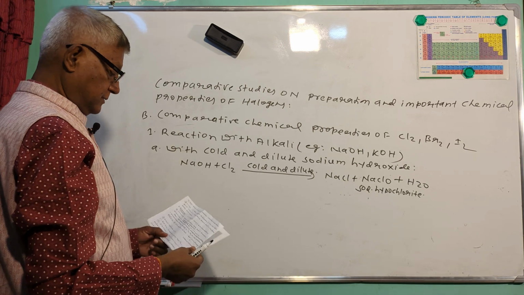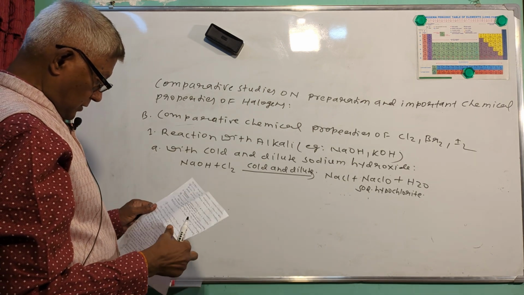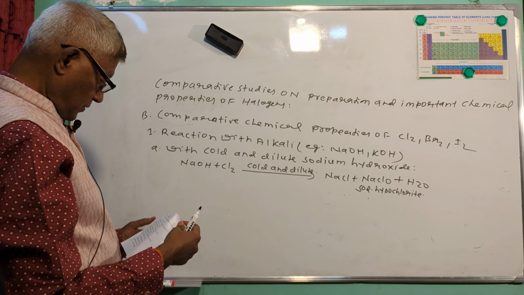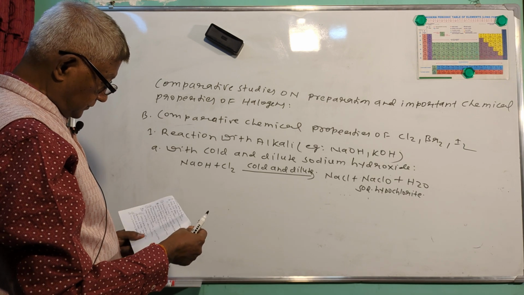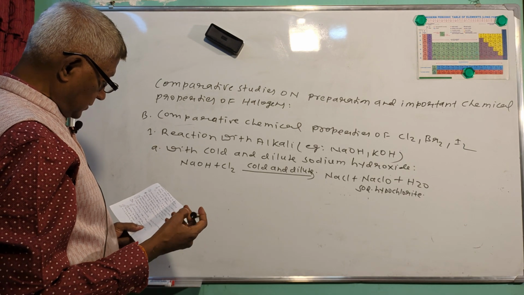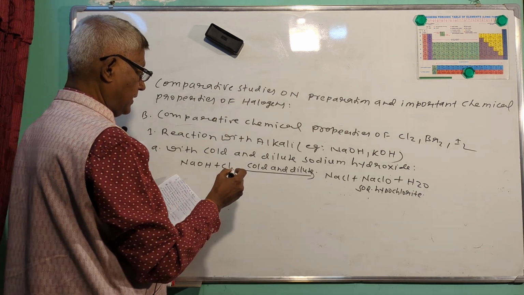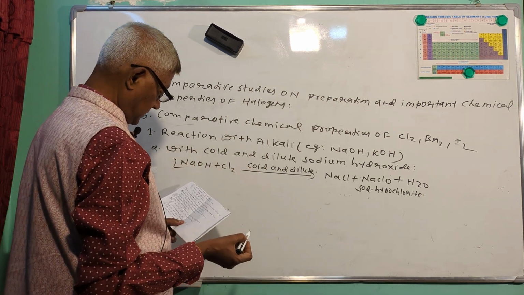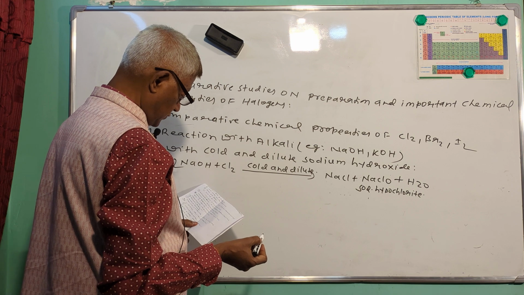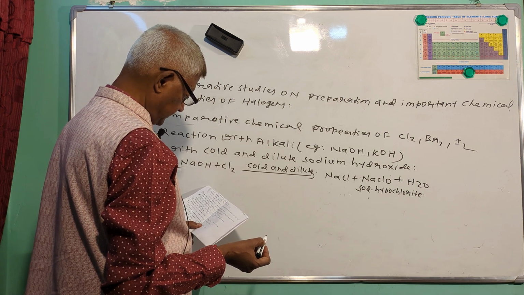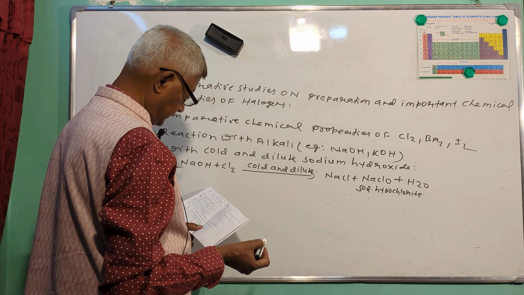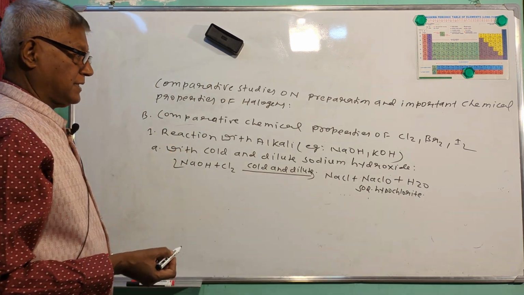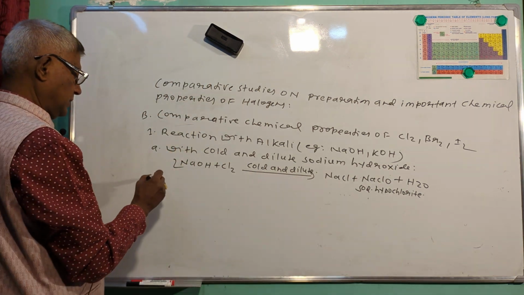So balance with sodium NaOH. So what do we have? 2 NaOH. Yes, so 2 NaOH. That is already on the right side, already balanced.